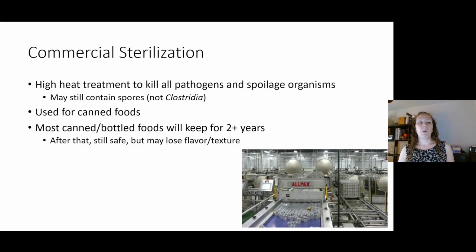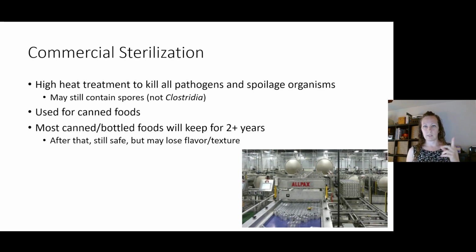So most canned and bottled foods will keep with good quality for 2 or more years. After that, generally those foods are still safe because again, we've killed everything. We've definitely killed all the pathogens and we've killed all the spoilage organisms also. And so they're still safe, but they may lose flavor and texture. So generally on those canned foods, you're going to see more of a best by date, not a sell by or use by date.